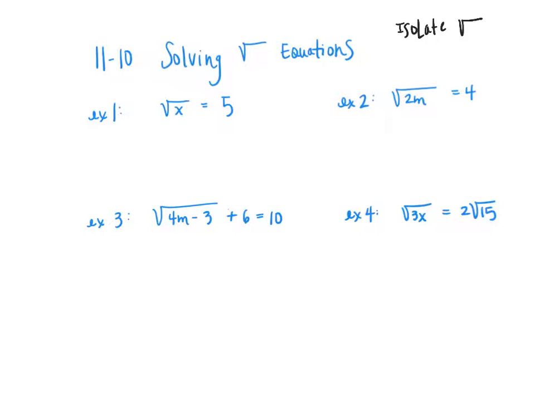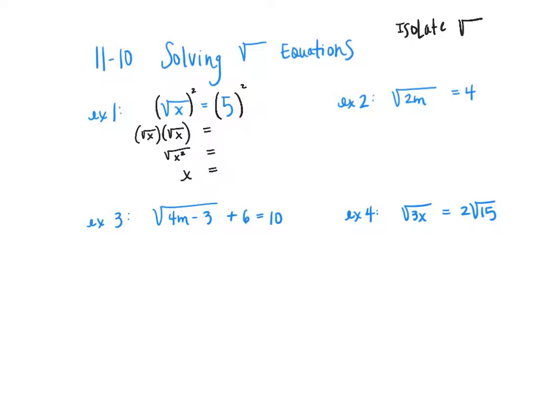So in example 1, the square root is already by itself. So in order to get rid of that square root, we are going to square both sides. Whatever we do to one side, we have to do to the other. So what this means is root x times root x. Well, we looked at that a few sections ago, and that's really root x squared, which is just x. Anytime you square a root, so let's say it's root 5 times root 5, that's just a regular 5. Root x times root x is just a regular x.